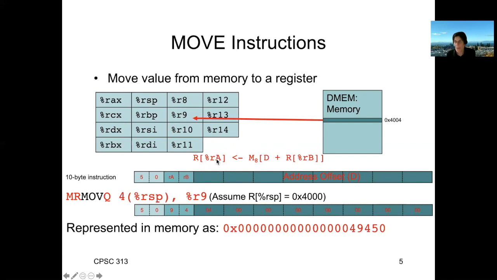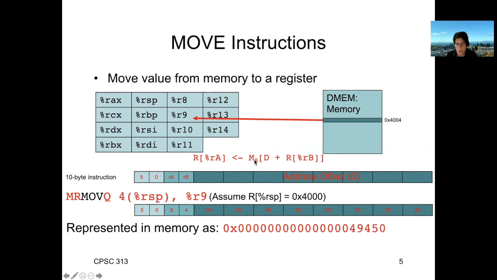So let's look at what that one mode is. It's called register plus offset. And what that means is that you're going to read a value out of a register, and you're going to add an offset to that value, and that will give you the location in memory that you're going to use to access the data.